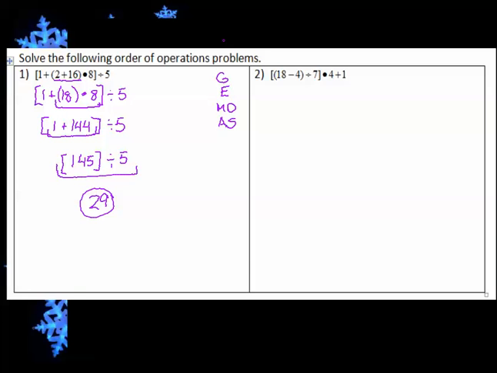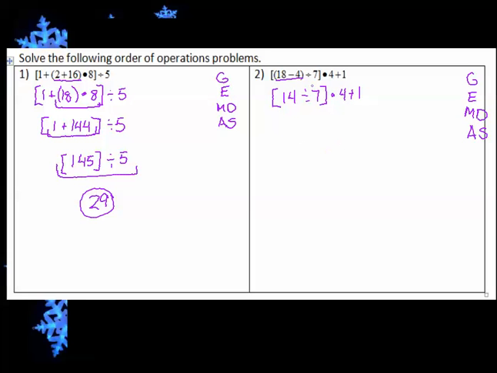Alright, now that you've solved this problem, let's go over it together. I'm going to write my GEMDOS just to remind me over here. Do I have groupings? Well, I have these brackets. I need to look. What do I have going on inside of my brackets? Well, I have a parenthesis and I have a division. So I'm going to do the parentheses first. 18 minus 4, which is going to give me 14. Divide by 7, bracket, times 4 plus 1.